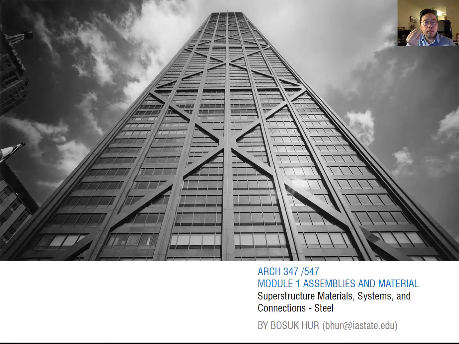Also, we will discuss several technical methods to connect steel to different materials. Okay. So first, let's talk about what the character of steel is.